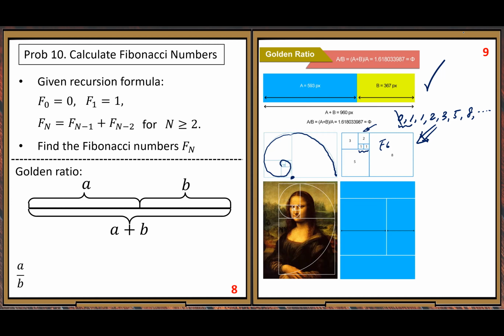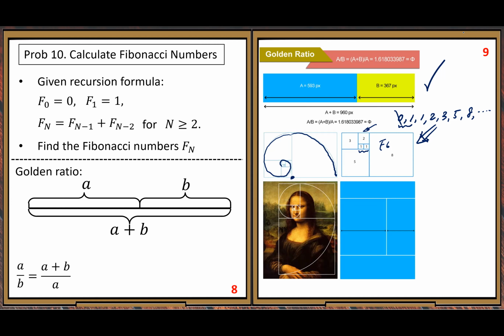A over B, that ratio, the longer over the shorter one, equals the length of the whole line segment, A plus B, over the longer one, A. All right. Following this, we can call it some natural rule, right? Some natural rule, because ancient people, I don't know who was the first one to discover this relationship. It must be some ancient guy.